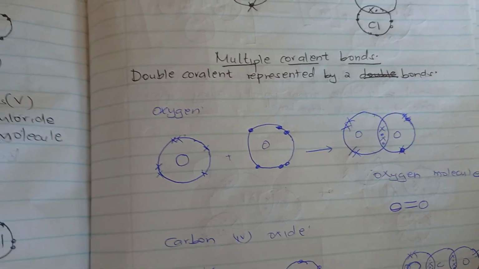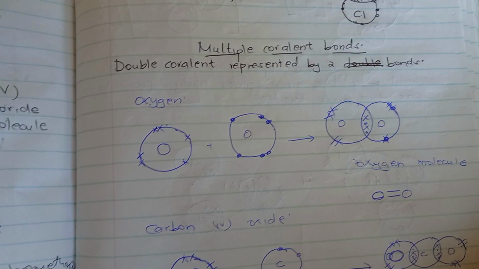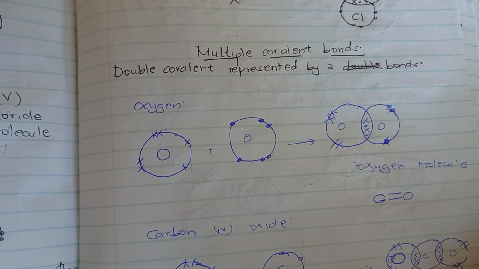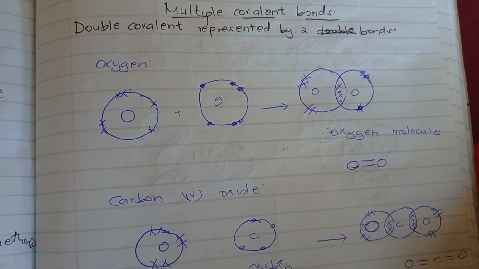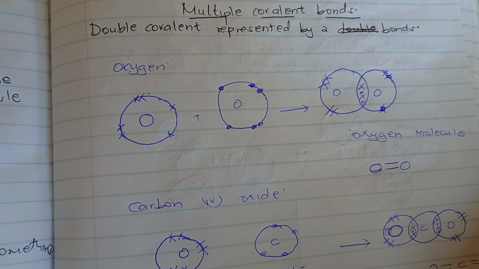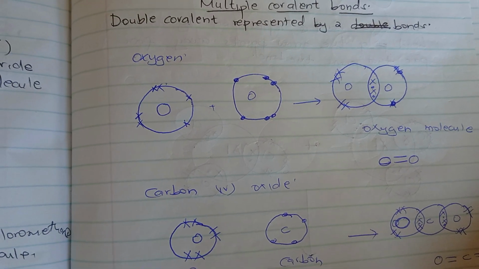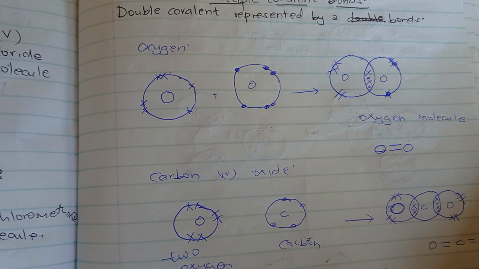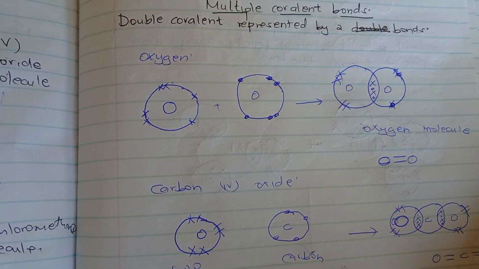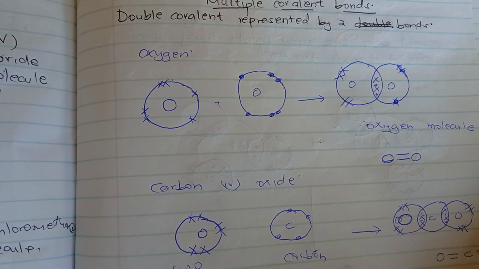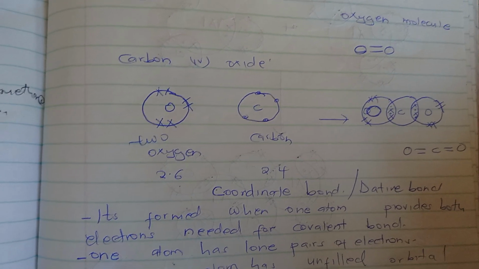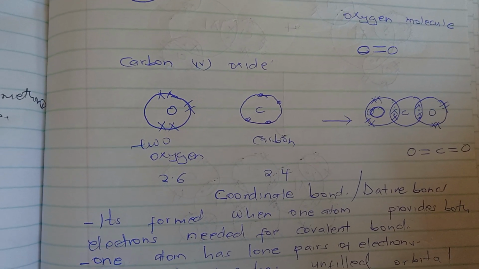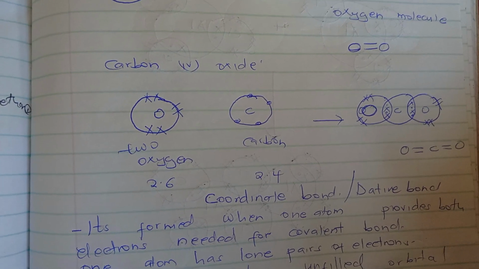Multiple covalent bonds. Double covalent bonds are represented by two bonds. For example, in oxygen, we have 1 oxygen with 6 electrons in its outermost energy level, and another one with 6 electrons in its outermost energy level, and therefore there are 2 covalent bonds between the 2 oxygen atoms, forming O double bond O.